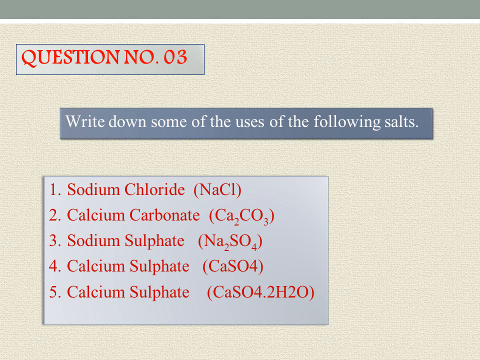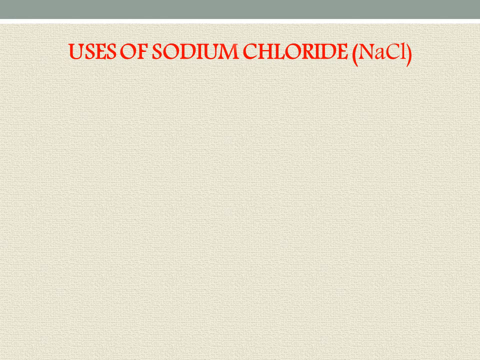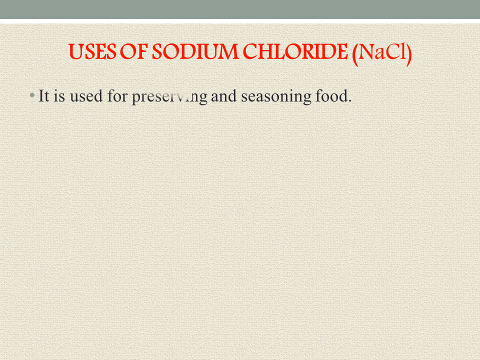Okay, so now we will discuss all of the salts one by one. Let's go to the first one, uses of sodium chloride. The first use is that it is used for preserving and seasoning food. It acts as a natural preservative, meaning if you take out that food after some time, its color or taste will not have changed. The next one is that it is frequently used for cooking.